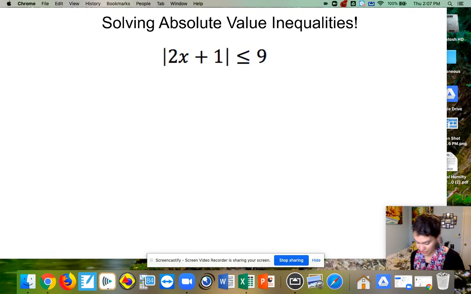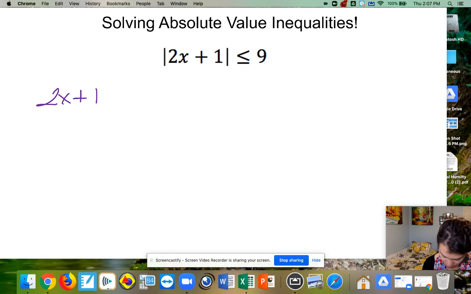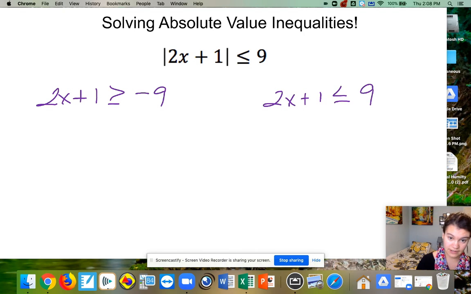Okay, so solving these, again, you want to get your absolute value all by itself, and then you can solve. So here the absolute value is all by itself, and then we're going to break it into two like we did with the other ones. So we get 2x plus 1, and then you have to switch the inequality because we have a negative 9. And then you have 2x plus 1 stays the same because 9 stays the same. And then we're solving these separately.